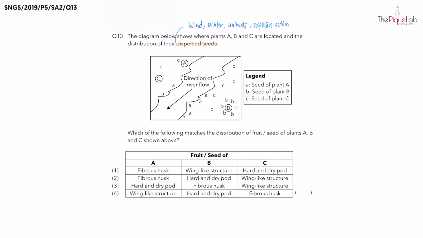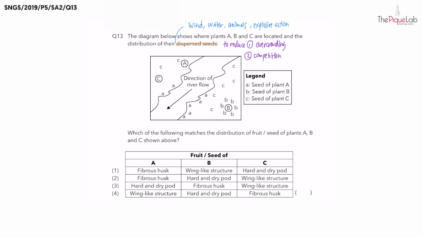Why must the seeds be dispersed further from the parent plant? There are 2 reasons for this. The first is to reduce overcrowding. Let's write that down. And the second reason is to reduce competition for 4 essential factors. Let's write that down.